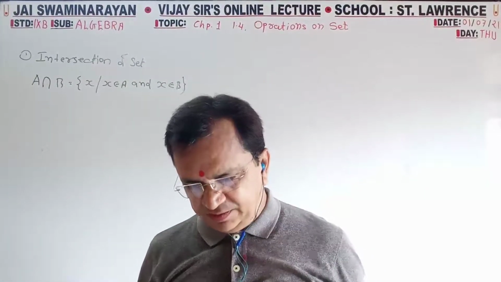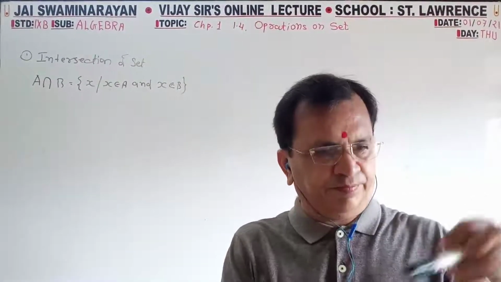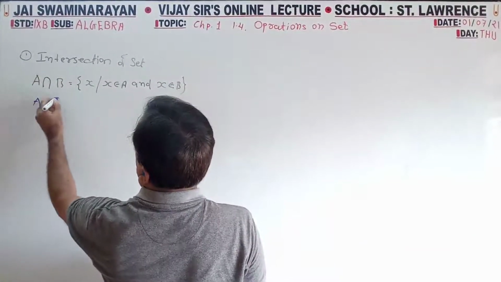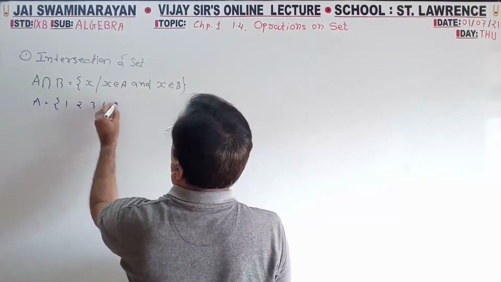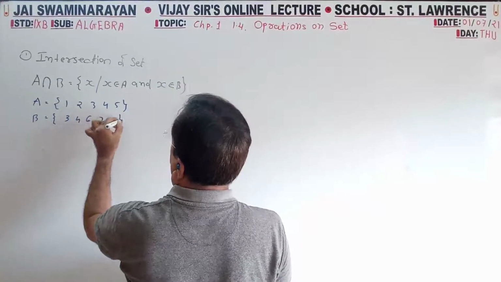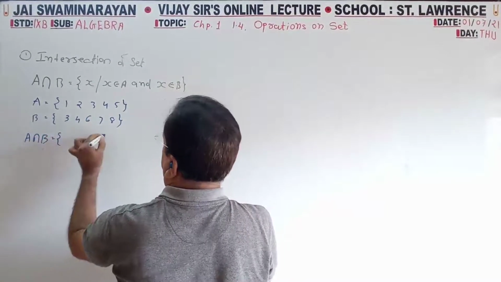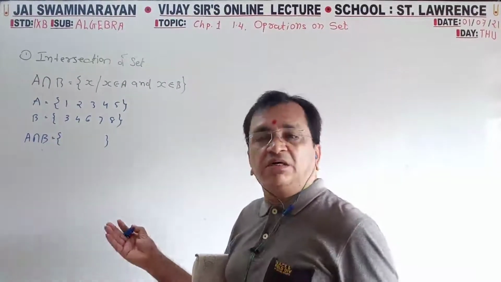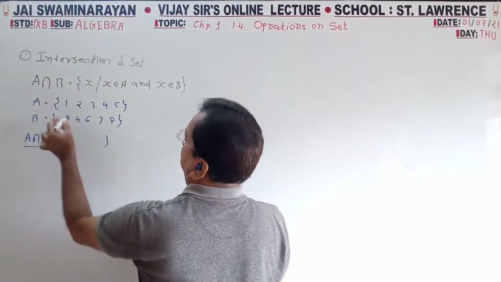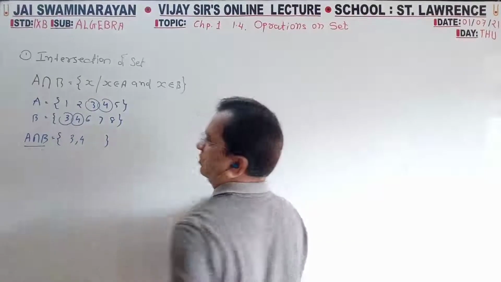For example, suppose A is 1, 2, 3, 4, 5 and B is 3, 4, 6, 7, 8. Now join that. Find out the common elements. A intersection B means which are in both. So only 3 and 4.